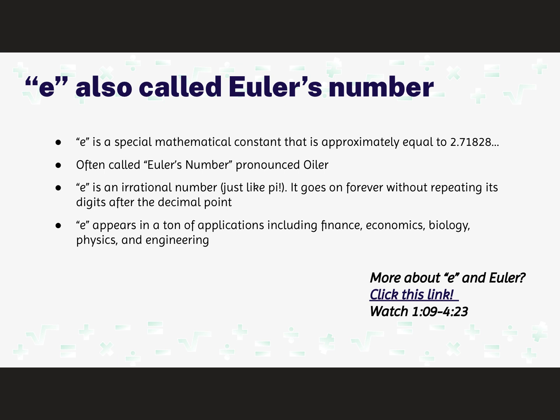All right, next we're going to talk about a number e, also called Euler's number. e is a special mathematical constant that's approximately equal to 2.71828. So similar to pi, it is irrational. It's called Euler's number, pronounced like "oiler." Euler is a person that is credited with bringing in this number when we talk about exponential scenarios. So it's irrational, it goes on forever without repeating, and it shows up a ton in applications of exponential growth, including finance, economics, physics, and engineering.